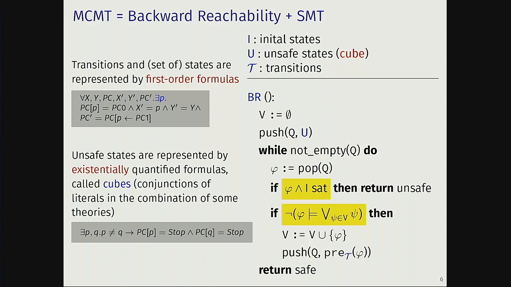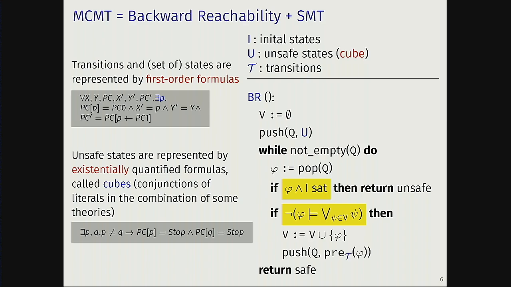Otherwise, you have a fixed point check, which consists of checking if phi contains new states or not. For that, you just want to know if phi implies the disjunction of the states visited. If this is not true, if phi does not imply the disjunction of these states, then you add it to V, and you compute the preimage of this formula according to the transition system. It gives you a set of cubes, and these cubes, you push them in Q and so on.